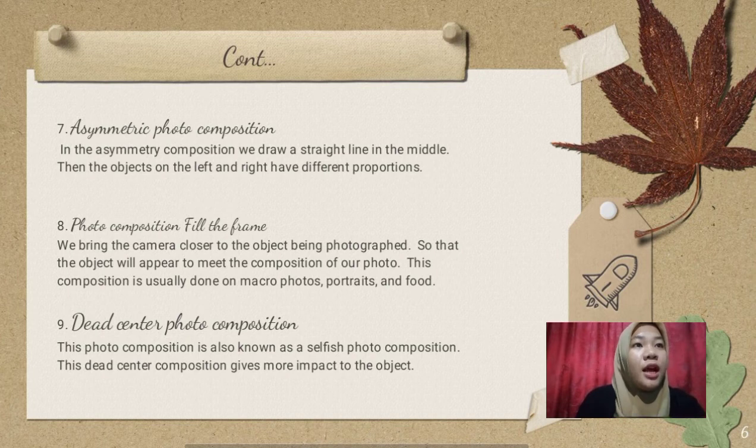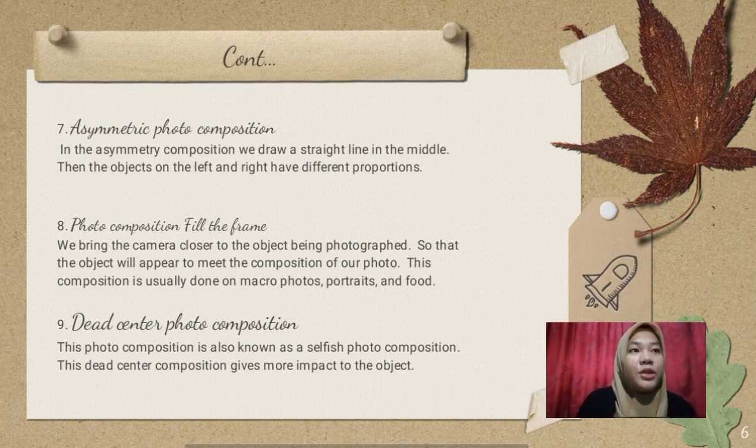Number 7 is asymmetric photo composition. In the asymmetric composition, we draw a straight line in the middle. Then the objects on the left and right have different proportions. And number 8 is photo composition fill the frame.